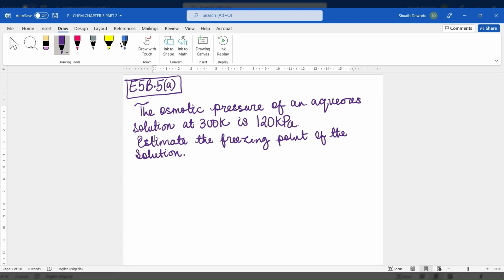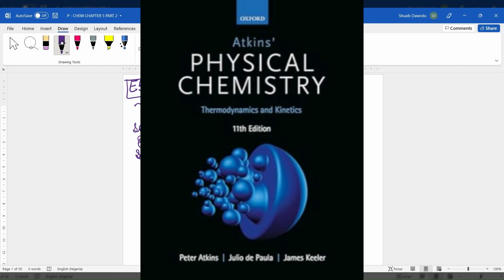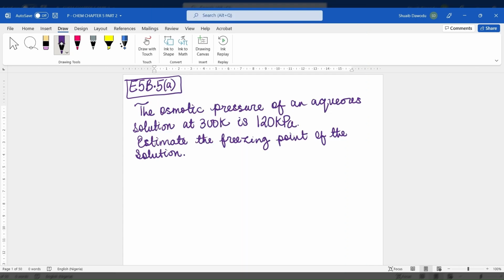Assalam and welcome everyone. So today we're going to be working on the question on the screen from chapter 5 of the Atkins Physical Chemistry 11th edition textbook. The question is: the osmotic pressure of an aqueous solution at 300 Kelvin is 120 kilopascal. Estimate the freezing point of the solution.